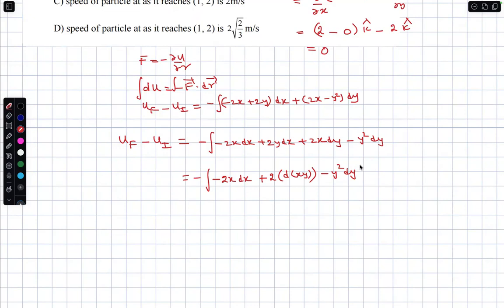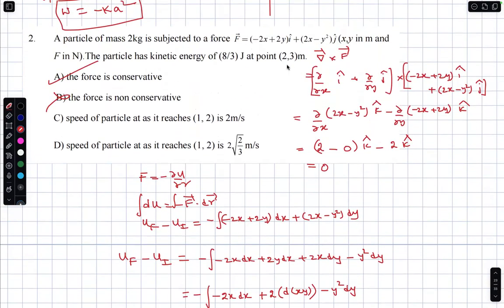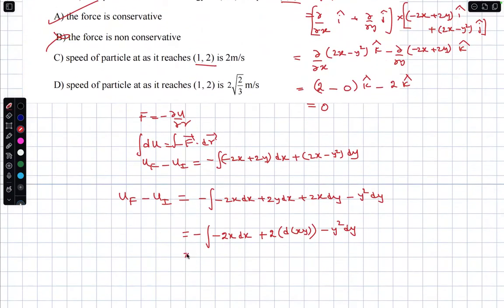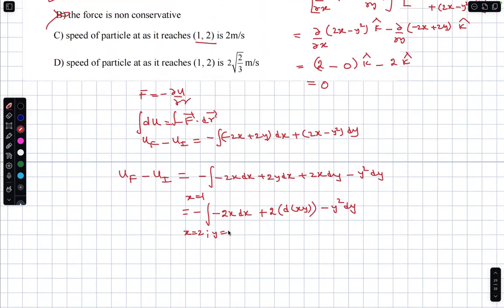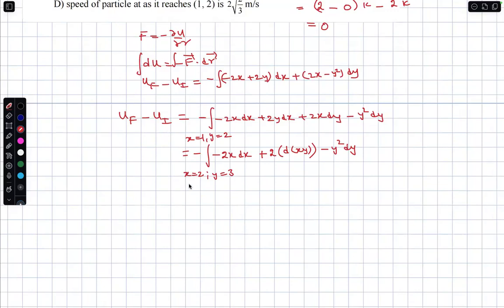Do the integration. Now, what are the 2 points? One is 2 comma 3, the other is 1 comma 2. So x goes from 2 to 1, y goes from 3 to 2. In this process, minus of minus 2x dx means x square by 2, and by the way, you will get minus of, please help me, 1 square minus 2 square.